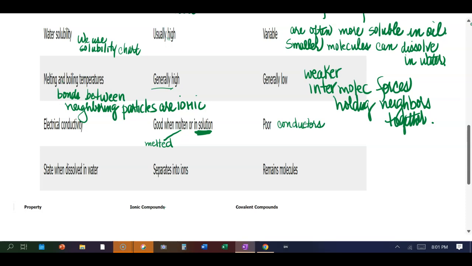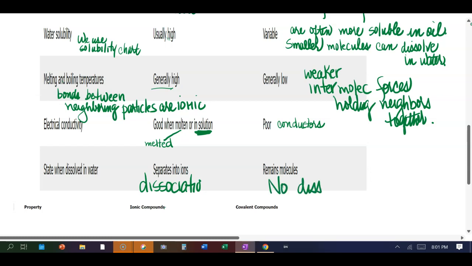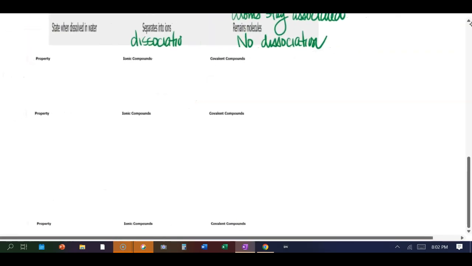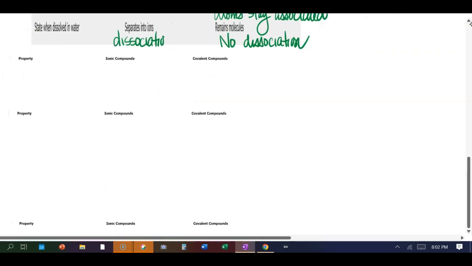State when dissolved in water. These guys separate into ions, and that's called dissociation. Whereas these remain molecules, no dissociation. So what's the opposite of dissociation? Yes, atoms within the molecule stay associated. Now, do you see how we've reasoned through everything? Yeah. We've reasoned through everything.